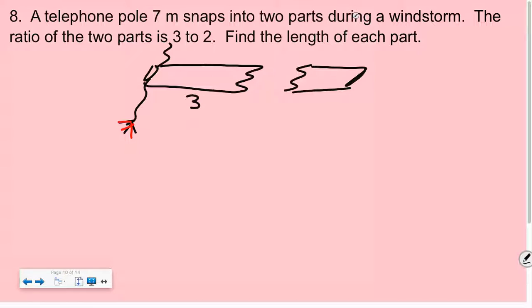This is the bigger part, so I'm going to put a 3 there. And this is the smaller part. This is going to be the 2. It's cut in a ratio of 3 to 2. If I were to smash the pole back together, it has to be 7 meters long, right?